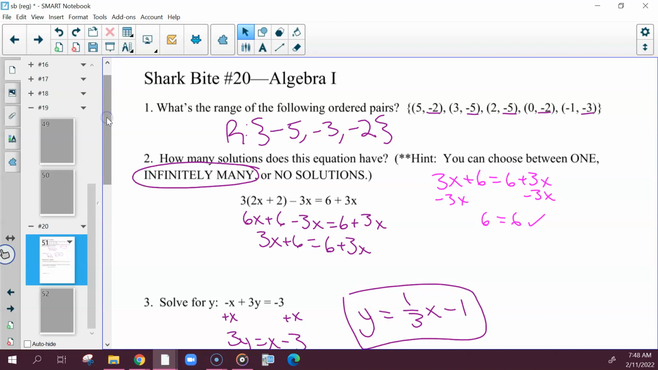Alright, for the short break. Number 1, you needed to find the range. So this is similar to the last one we did where we had to find the domain. So the ordered pairs are the same. We're just now looking for our y values.